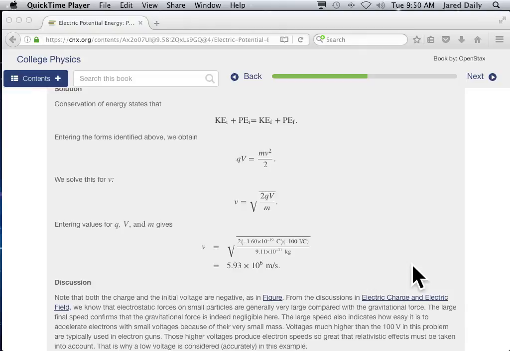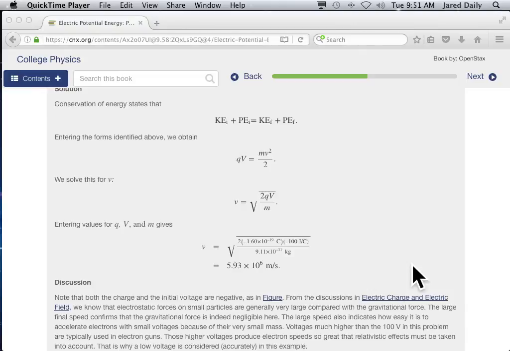Almost 6 million meters per second. Right? It's pretty fast. So if you have 100 volts, which is what we have in our walls, essentially, and your electrons are going through this potential of 100 volts, they're going to get to be about 6 million meters per second.